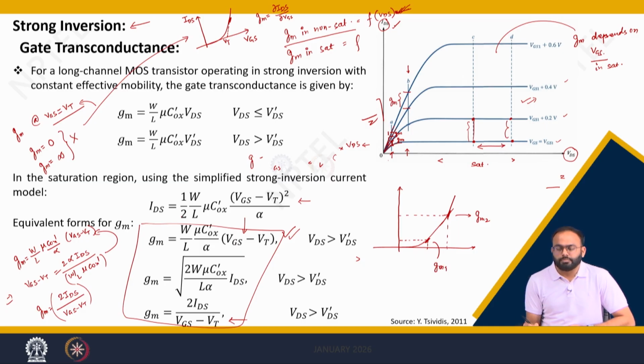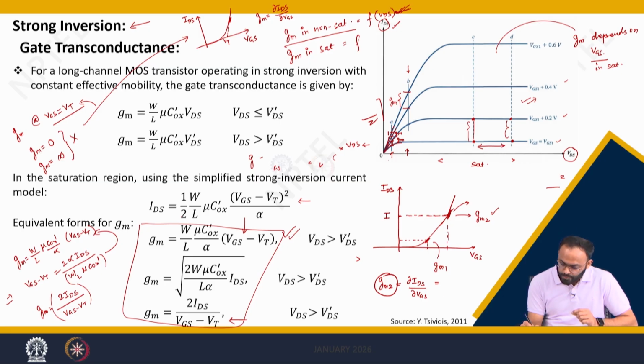Which is higher, gm? gm2 is higher because the slope is higher, following a square law dependency. This gm2 can be defined as the slope, for a particular current, delta IDS divided by delta VGS. So, gm2 is higher, but the current corresponding to gm2 is also higher, the IDS2 is higher.